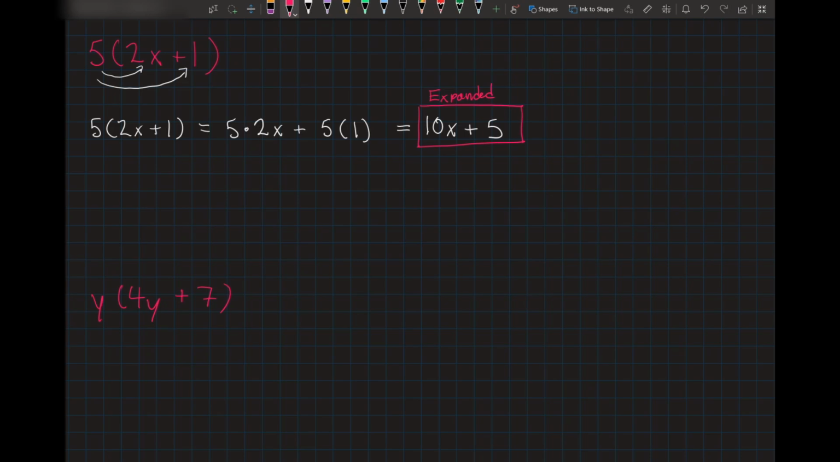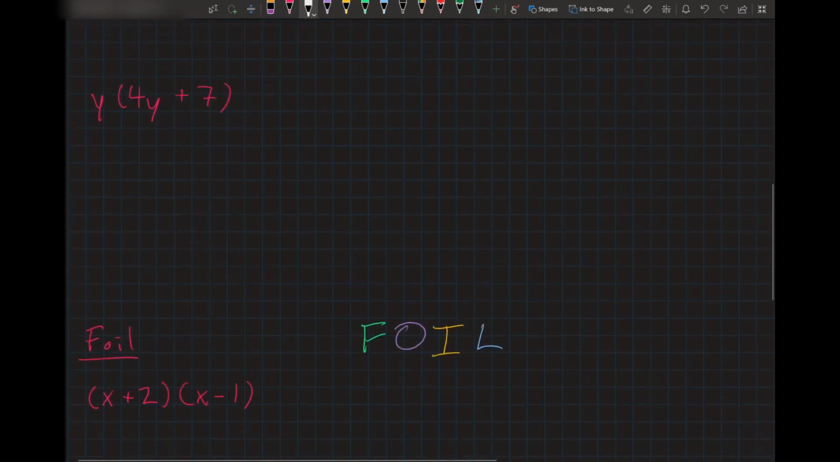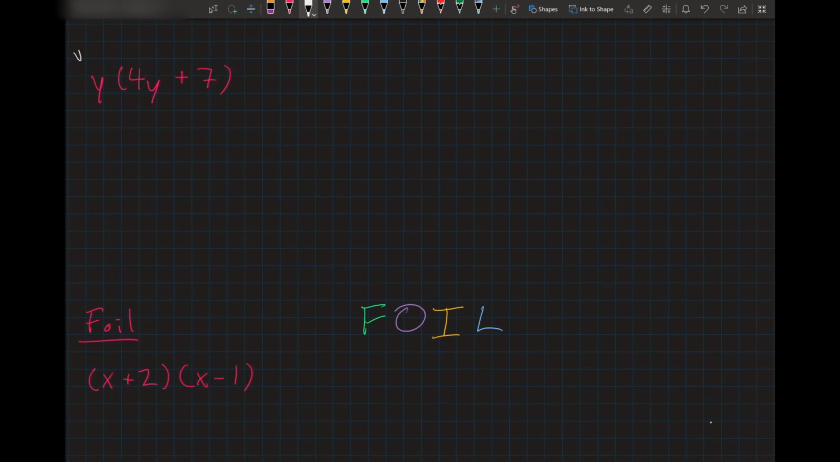In this case, we had a number times a binomial. Alright, so now we're going to do one where we've got a variable times a binomial.